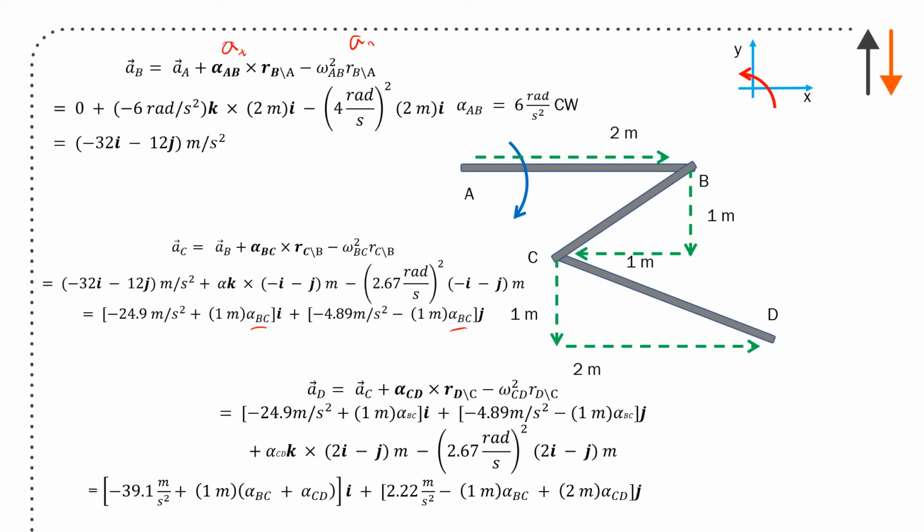Finally, the acceleration of D is going to depend on the acceleration of C plus alpha CD cross with RD with respect to C minus omega CD squared RDC. So minus 1 plus 2, so 2I minus J here. Put in the terms, and I have my unknowns. The acceleration of C I got from the previous part up here. I have the acceleration of C with respect to D, and now I have two unknowns, and when I do all of the manipulations, I have two equations and two unknowns, one in I and one in J.